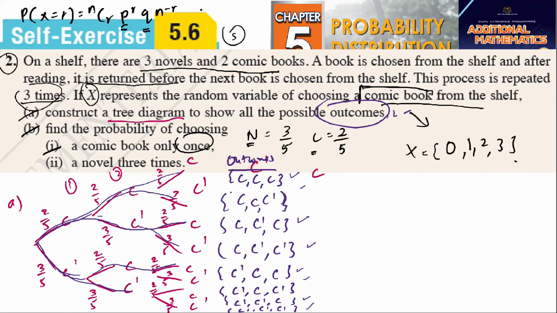So we can see that our P is equal to 2 over 5 and our Q is equal to 3 over 5. Okay, but we can also see from our tree diagram, because we have constructed it. I will show you when we use the tree diagram and when we just use our formula directly. So if the event is getting a comic book only once, CCC is 3 times comic book. This one is 2 times, so this one is only once, right?